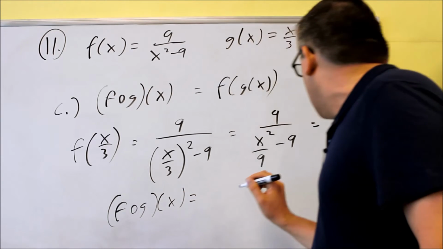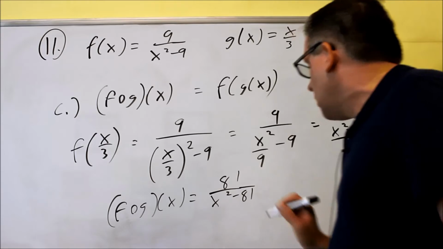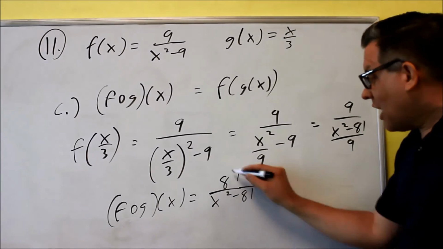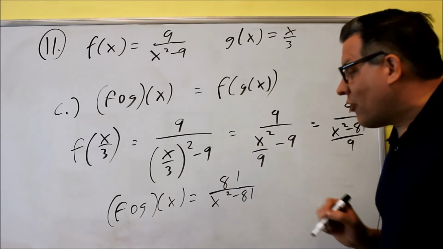f of g of x is going to be equal to 81 over x squared minus 81. And there's nothing more I can do there. I can't cancel out the 81s because they had a minus sign in between there. So this would be your final answer.